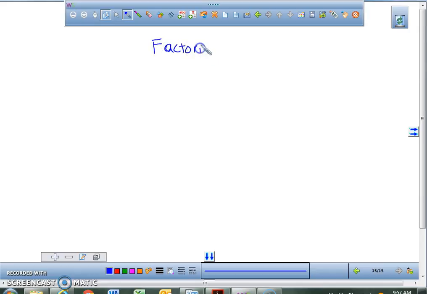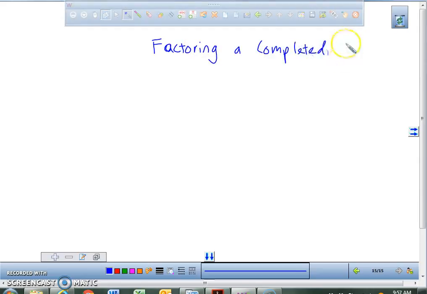Factoring a completed square. How do you factor a completed square? Now, our completed square is ax squared plus bx plus, understand this, guys, it's going to be b squared over 4. It ends up being that every single time.